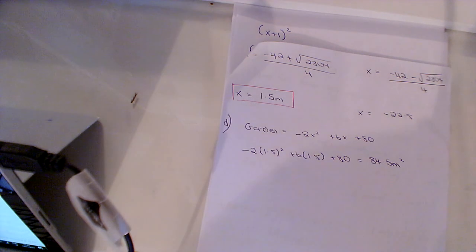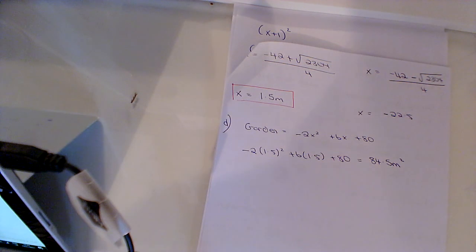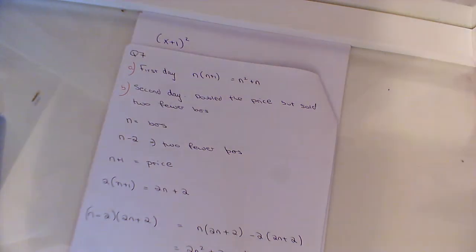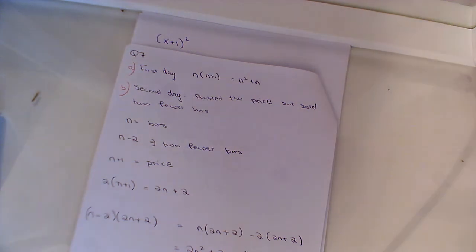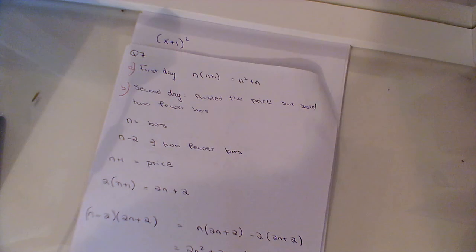Okay, so for question 7 here, it says a wholesaler sold n bars for n plus 1 cent each on the first day. The following day she doubled the price but sold 2 fewer bars. Okay, so I'm told she sells n bars at this particular price. So this is my bars, this is the price. So I'll have n by n is n squared, n times 1 is n.